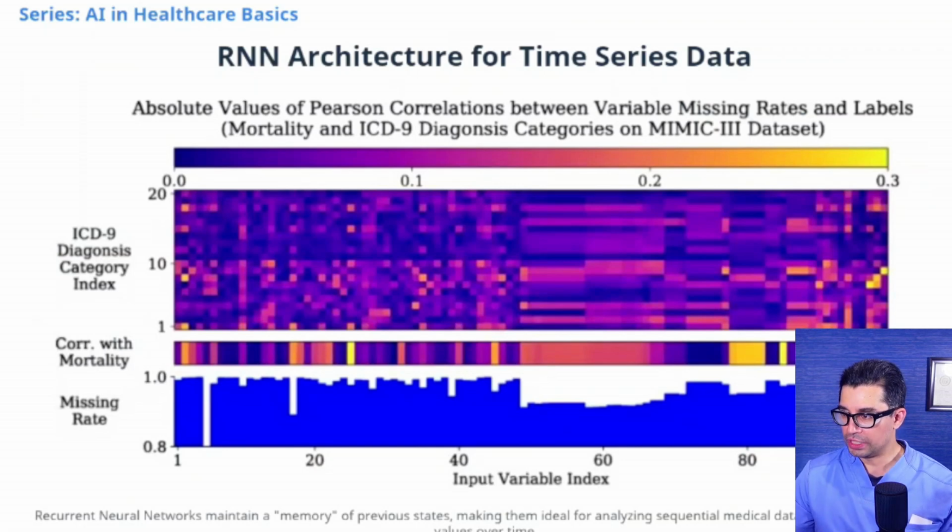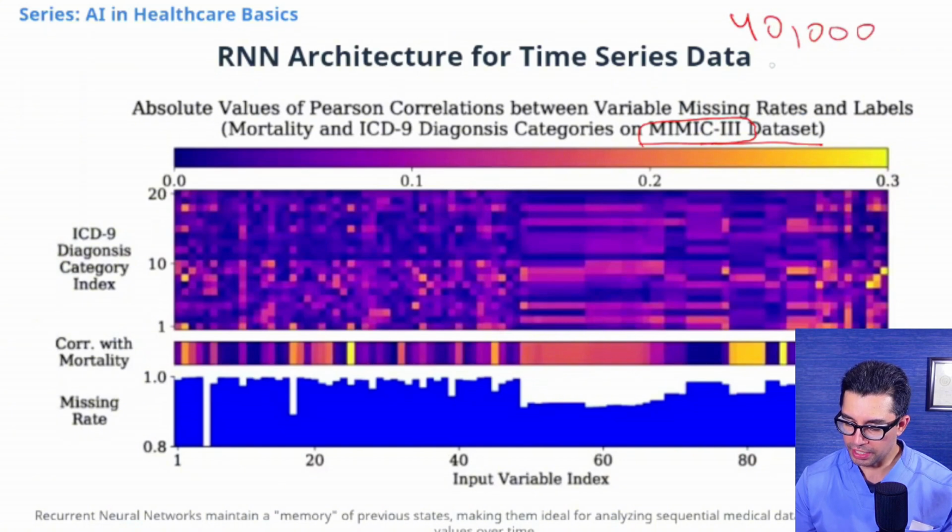All right, so we are here and I'm going to explain everything that you are seeing. This illustrates an RNN architecture from the MIMIC-III dataset. Now, this is a freely available database comprising de-identified healthcare data of over 40,000 patients in a critical care setting.